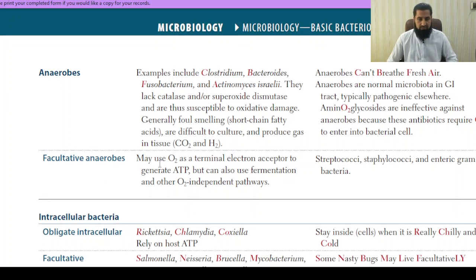Facultative anaerobes: these bacteria may use oxygen as a terminal electron acceptor to generate ATP but can also use fermentation and other oxygen-independent pathways. Examples are streptococci, staphylococci, and gram-negative bacteria.